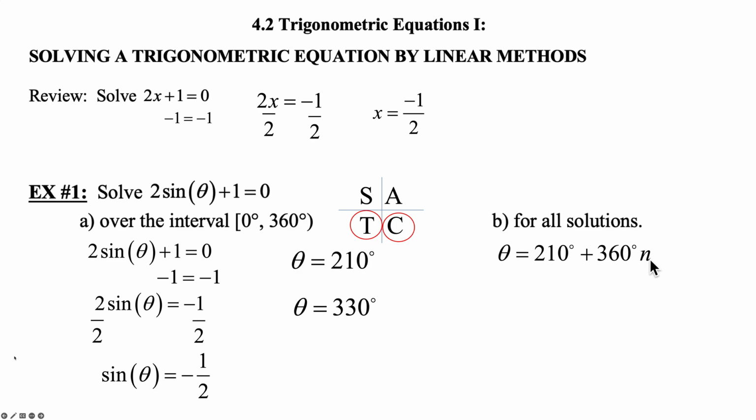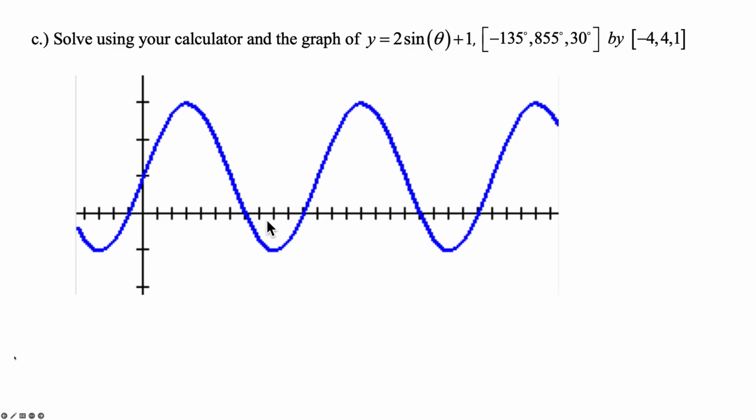Either if it's, say, positive 2, then we're going 2 revolutions in the counterclockwise direction. If n is negative 1, then we go in a clockwise direction. And we'll do the same thing for 330, and we have all of our answers. All right, now you can check this out on a graph.